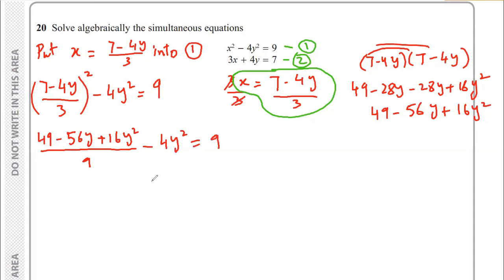And if I multiply the whole equation by 9 to get rid of this 9, times this by 9 and times this by 9, this and this 9 will get cancelled. Okay, and what we will be left with will look like this. It will be 49 minus 56y plus 16y squared minus 36y squared equals 81.